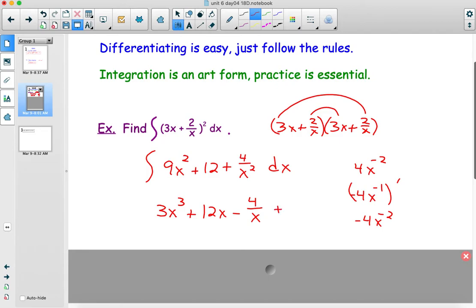And then don't forget, plus any constant. There's a whole family of functions whose derivative equals that integrand. So don't forget that you're getting a family of functions for a solution. Alright, let's try another one.